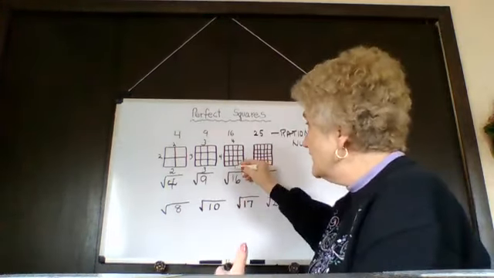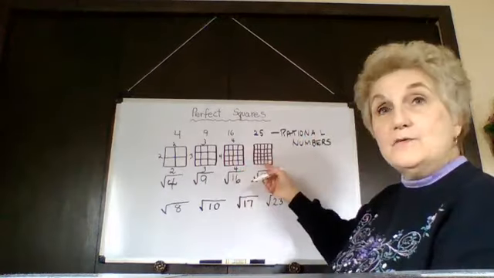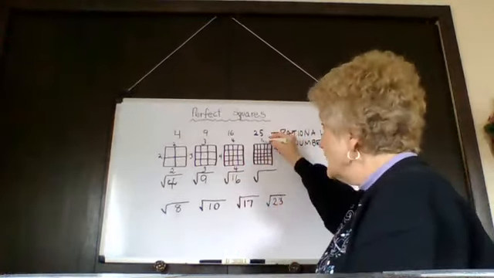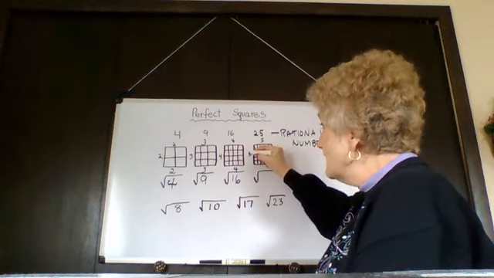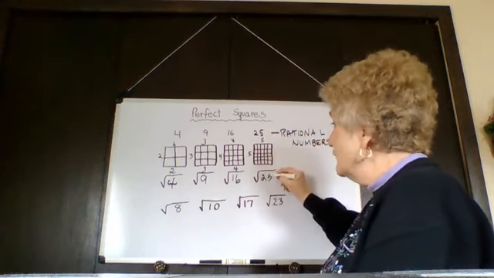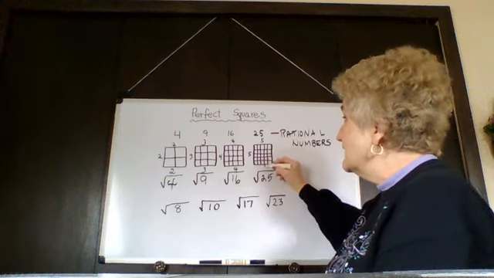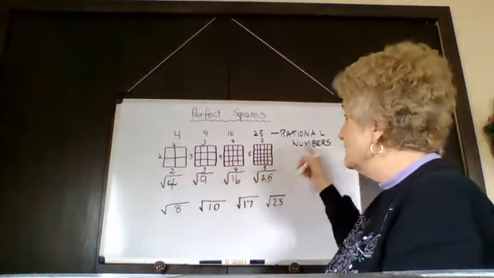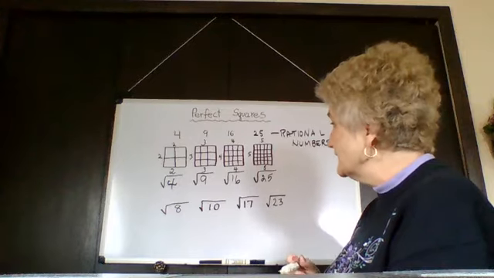The square root of that would be 4. Now this one, I divided up into 25 supposedly equal squares. How do you make 25? Well, 5 times 5 is 25. Therefore, the square root of 25 is 5. Okay, these numbers are perfect squares, or rational numbers, okay?